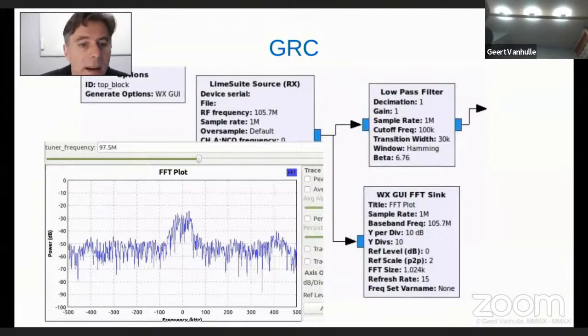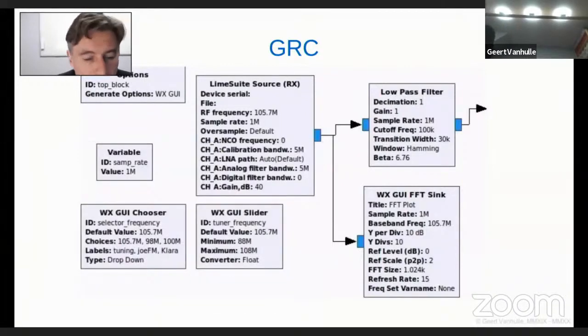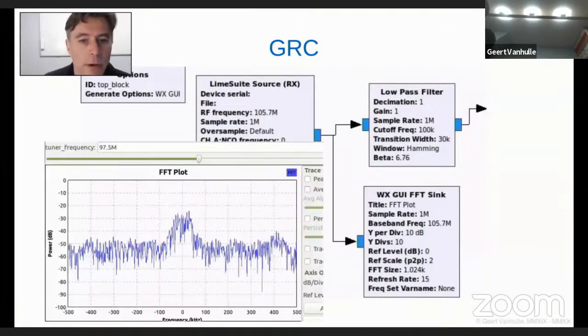So we see above I have the tuner frequency. I will go back. We have the WX GUI slider. These are elements that you can add to the flow graph to change parameters when you are in runtime. So I have a slider here for the frequency with a minimum of 88 megahertz and a maximum of 108 megahertz. And this slider appears when I'm running my flow graph on top of my output display here, and I can take my mouse and move the slider, and this will actually change the tuning frequency.